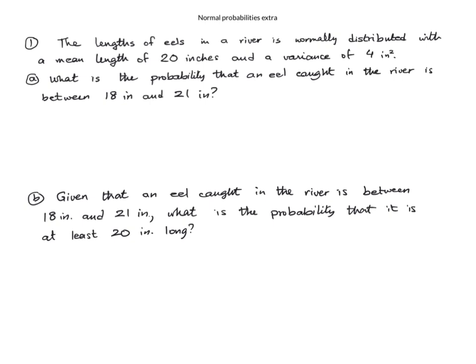So again, I recognize this is a normal distribution, so x is distributed as a normal distribution with mean equals 20, and it gave us variance, so I need to convert to standard deviation, so the square root of 4 is 2, so sigma equals 2. And now the question, of course, is what's the probability that an eel caught in the river is between 18 and 21 inches? So the probability that 18 is less than, and if you want to put equal to, that's fine, x less than, again, equal to is okay. Because this is a normal distribution, it's a continuous distribution, the equal to is irrelevant.